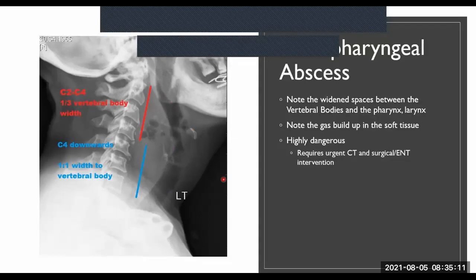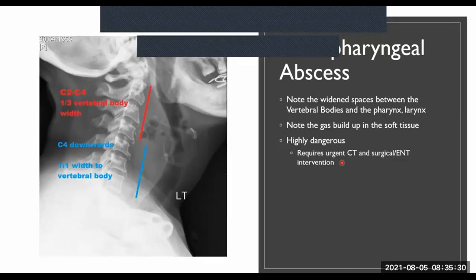Okay, so like we said, we noted the widened spaces, we note the gas buildup in the soft tissue. So these patients require urgent CT to define the abscess and see how bad it is, and then surgical or ENT intervention. All right, so ideally ENT. But if worse comes to worse, a general surgeon can also manage a retropharyngeal abscess.